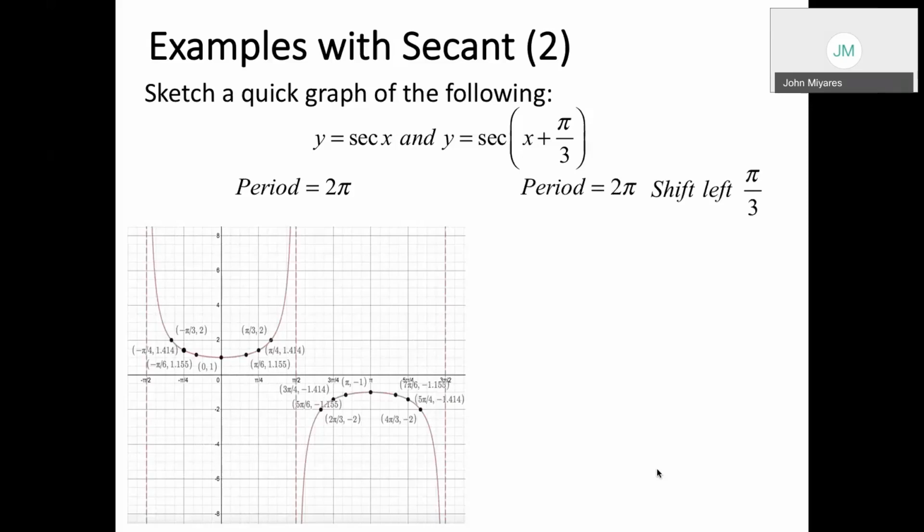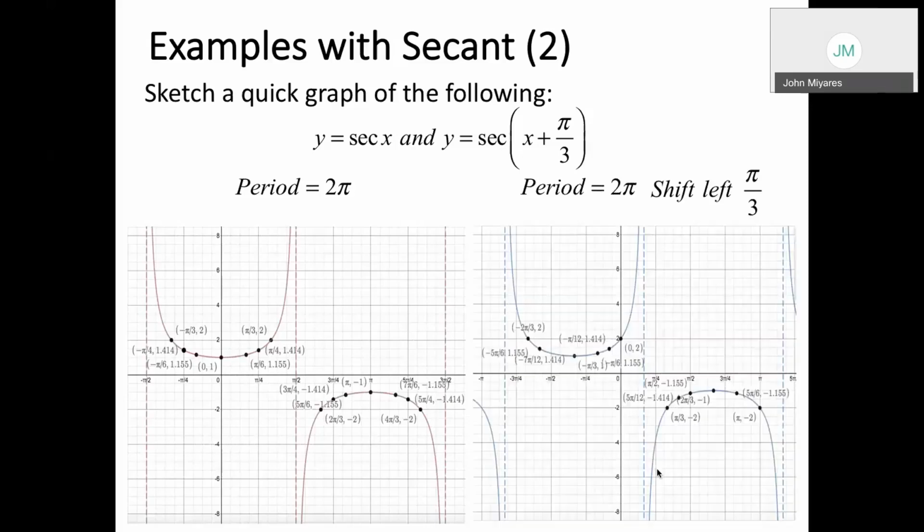So your graph will look something like this, where the graph originally had a point at 0, 1, the new graph is going to have a point at negative pi over 3, comma, 1. All the corresponding y values are the same, and the basic shape of the graph remains the same, but all of the points and all the vertical asymptotes have been shifted to the left by pi over 3 radians.